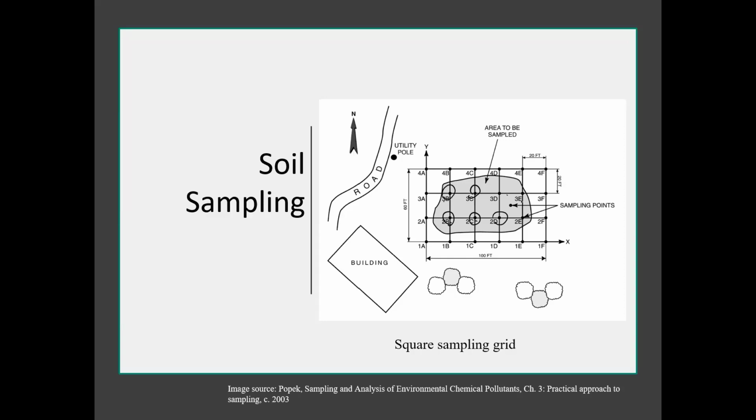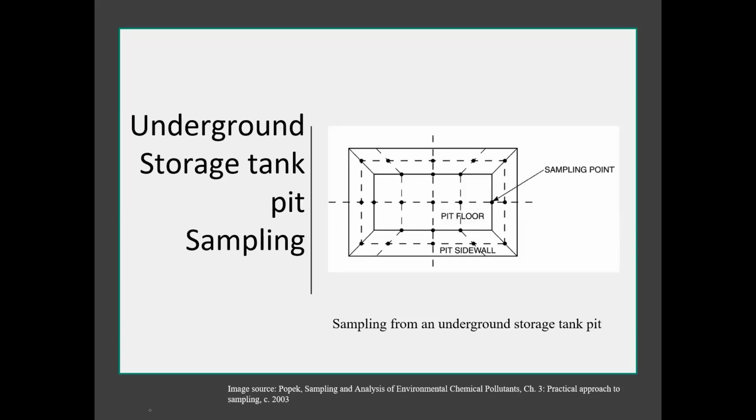Depending on the cost, we may aggregate samples. Here in this case, it's an excavation and the walls are sampled. Notice it's a systematic grid. It's not random. But it's a systematic grid in that excavation pit where samples are taken.